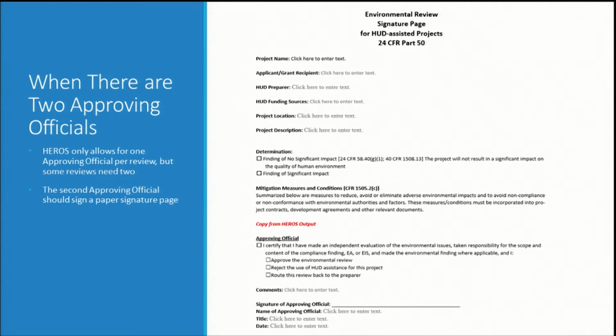If an environmental review covers more than one HUD program or division, for example, a Part 50 review for a RAD transaction that will also utilize home funds, the review may require certifications from more than one approving official. Because HEROS only allows for one approving official per review, the second approving official must sign the review on paper. Here we have a template signature page that can be used for paper signatures.